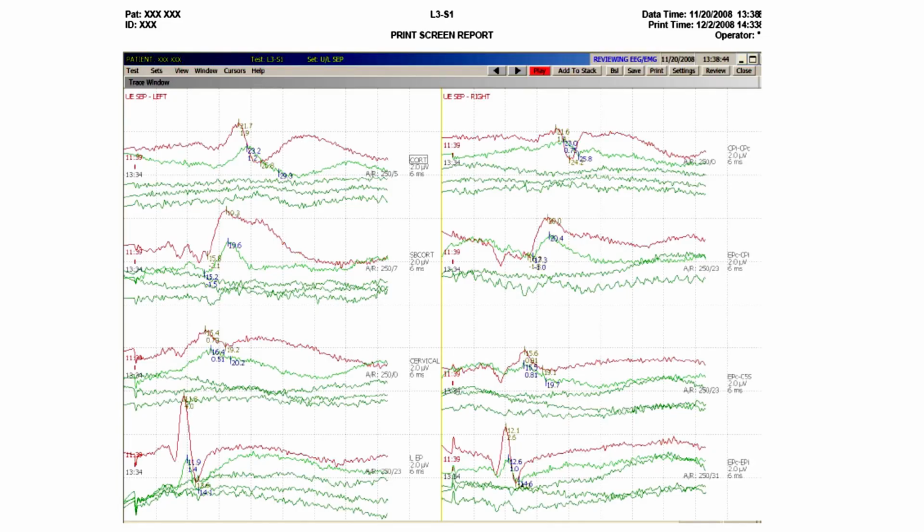This is a case where we had the chest piece in the wrong place. The red is the baseline. This is the left side. This is the right side. The red is the baseline.